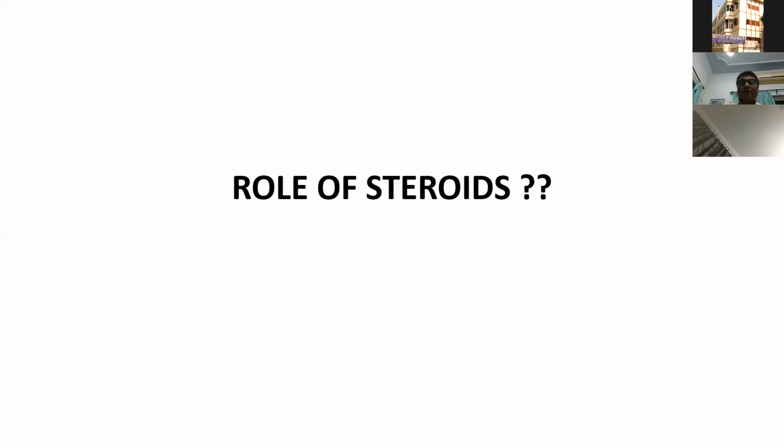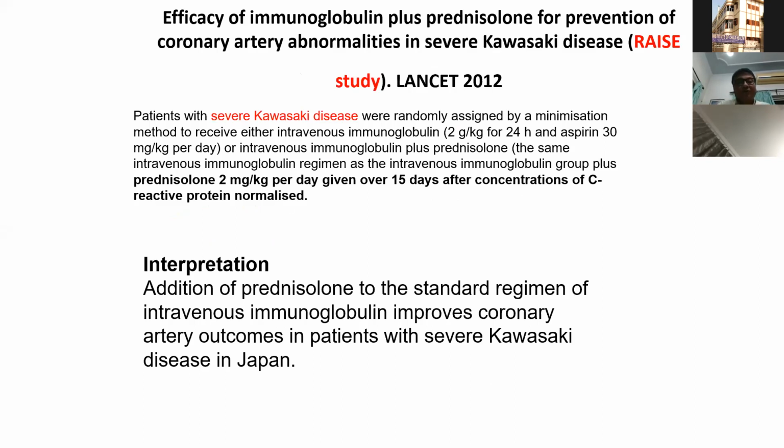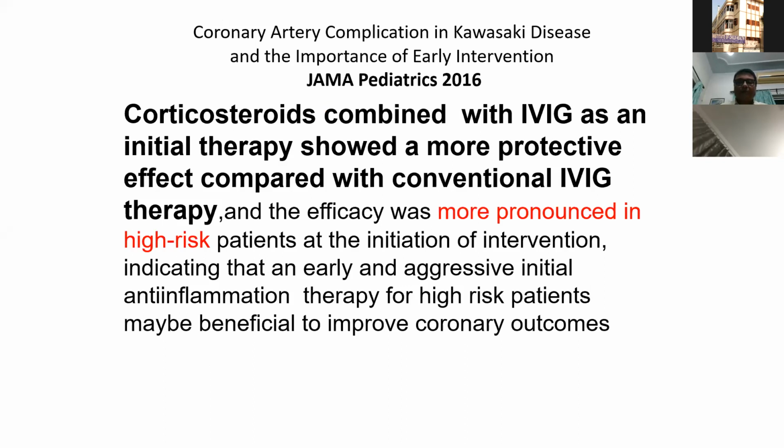So a controversial topic, the role of steroids, but presently following the RAISE study and that publication in Lancet 2012, prednisolone has been used in Japanese children. So prednisolone 2 mg per kg over 15 days should be continued after the CRP concentration normalizes. So it is now an accepted regimen for using. And this was a publication in JAMA in 2016.